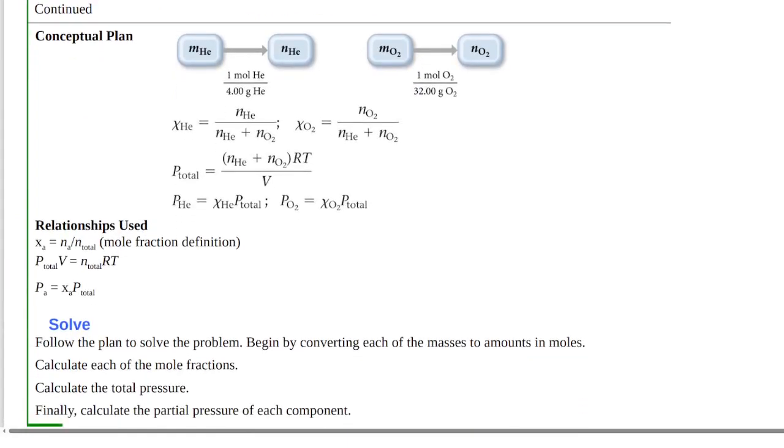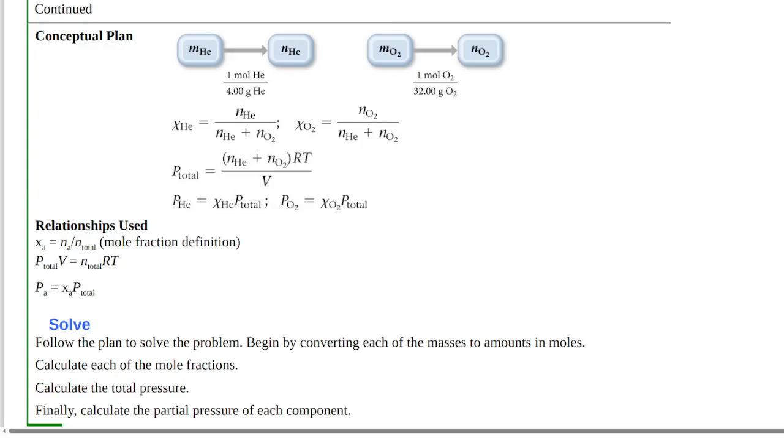So we'll use the mass to calculate the moles of helium, the mass to calculate the moles of oxygen. When we have the moles, we can calculate the mole fraction of each component as the moles divided by the total moles, or the moles of oxygen divided by the total moles. So that gives us the mole fraction. And then our total pressure will be equal to the total moles times RT over V, and T and V were given. Next, we can calculate the partial pressure of each component from the equation, the mole fraction times the total pressure.